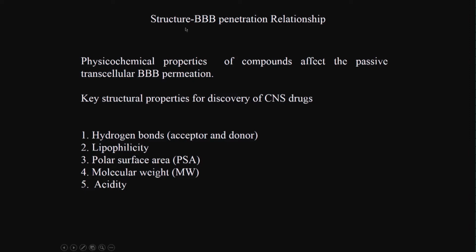So what is the relationship between the chemical structure and BBB penetration? The physicochemical properties affect the passive transcellular BBB permeation. So hydrogen bond acceptors and donors play a very important role. Lipophilicity, because we have the cellular membrane, so molecules have to be more lipophilic rather than hydrophilic to penetrate. Polar surface area has to be limited. Molecular weight cannot be very large. If it is large, it will not go. Acidity or basicity, the pKa value, plays a very important role. I will show you that basic molecules can penetrate through, whereas the acidic ones cannot.